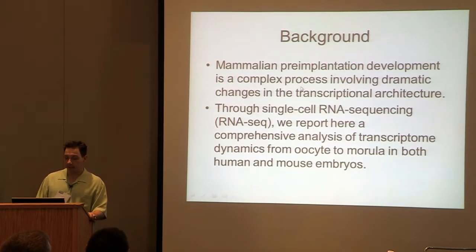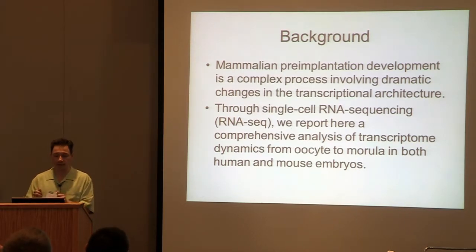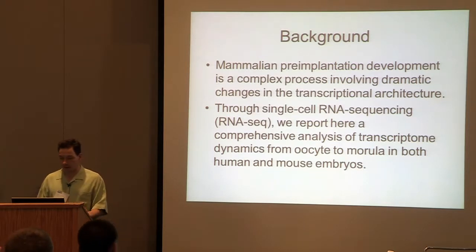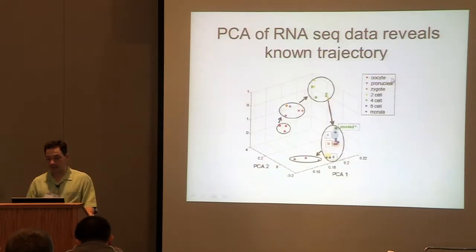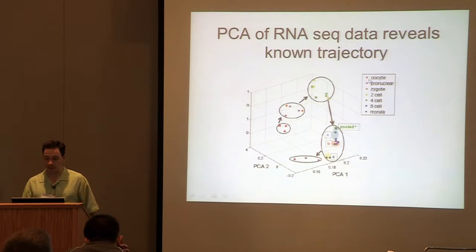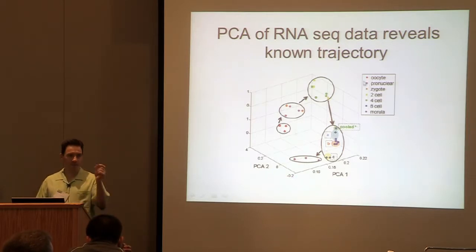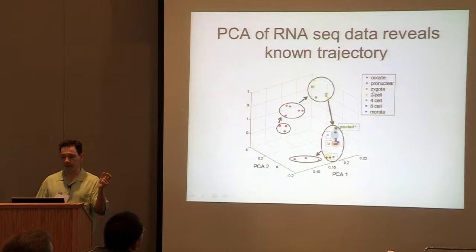So let me give you a little bit of background. Mammalian pre-implantation development is a highly complex process. Just to remind some of you, or some of you who have never heard of that, you start with a fertilized egg, an oocyte, and then there come different stages: pronuclear, zygote, 2-cell, 4-cell, 8-cell, morula, right? And then it becomes an embryo.